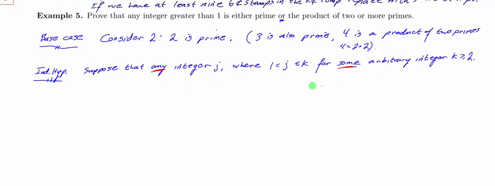So we're assuming that we can get to the kth step, and we can use facts from the previous steps on the ladder to get to our k plus first. But we're assuming this: any integer j, where j is in that range for that particular k, is either prime or is the product of 2 or more primes.